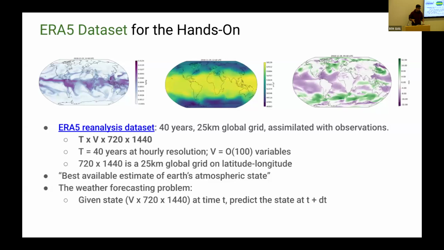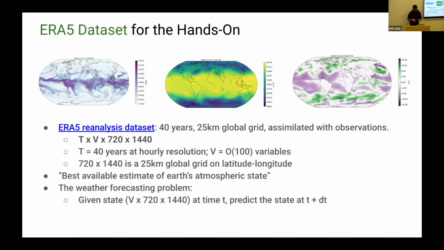You're given your atmospheric state today at time t. Atmospheric state means V different variables over 720 by 1440, which is your spatial resolution. You want to predict the atmospheric state at t plus delta t given this initial condition. That's the weather forecasting problem.